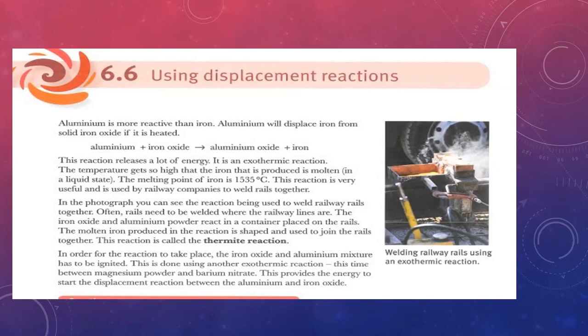This reaction, by the way, is used in the welding process. Welding, which is the process of joining, as you can see in this picture. They do welding of railway tracks using an exothermic reaction. This reaction between aluminium and iron oxide is called a thermite reaction.